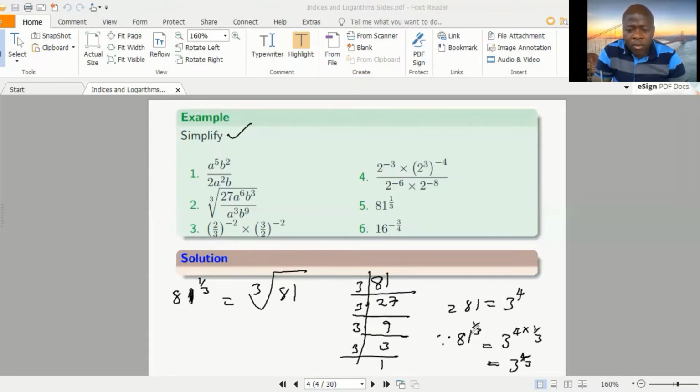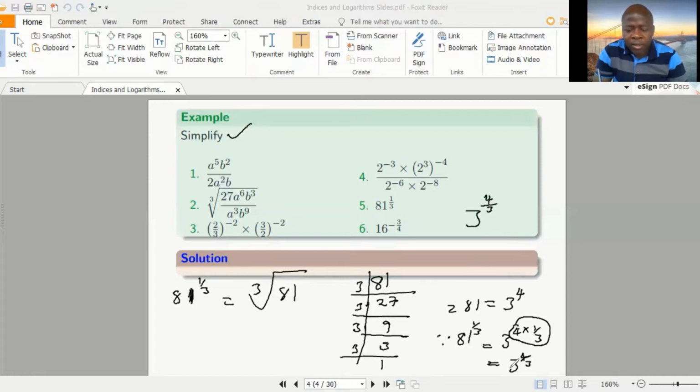But I want the cube root of 81. That means getting the cube root of 3 raised to 4. In other words, 3 raised to 4 times a third. These are powers, so a third is also a power. So that gives us 3 raised to, let me just write it properly here, 3 raised to 4 out of 3.